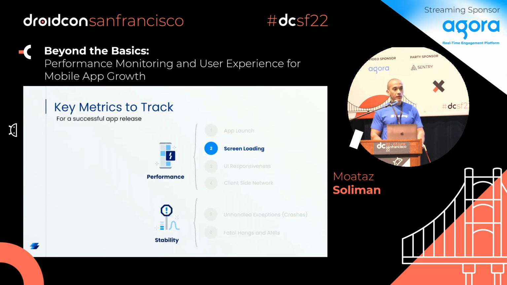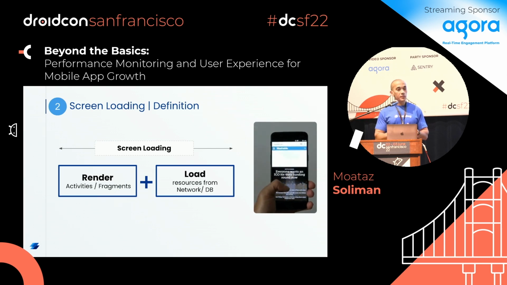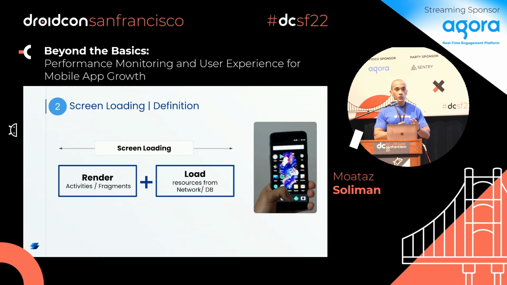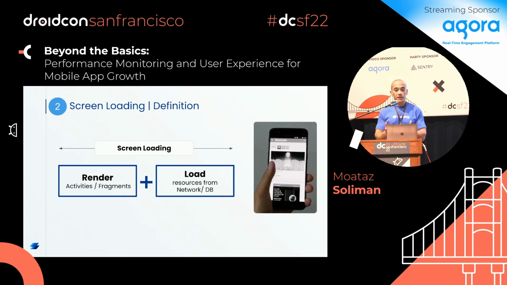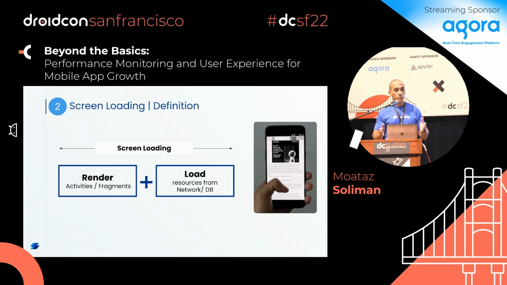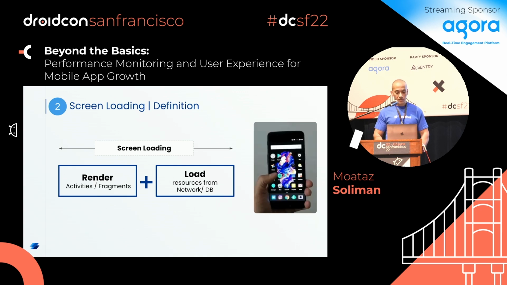Next is screen loading. The way that we define screen loading is the same as the app launch, but we apply it to all of the screens within the app. So it's basically the same time that the app takes to start every single screen inside your app. However, we're defining it into 2 buckets as well. There is the time that the activities and the fragments need to render, and there is the time that you need for fetching any details, whether it is from the disk or over the network. And you need to make sure that you're defining and measuring both parts of the screen loading.